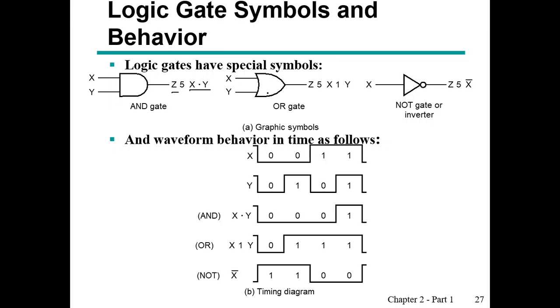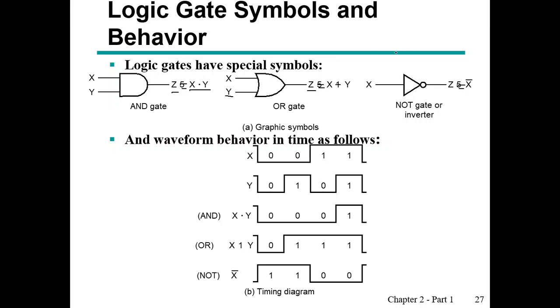This is the OR gate. These are the inputs. This is the output. It is X or Y. Z is equal to X or Y. This is the NOT gate. So Z is equal to X bar, the inverted version of X.